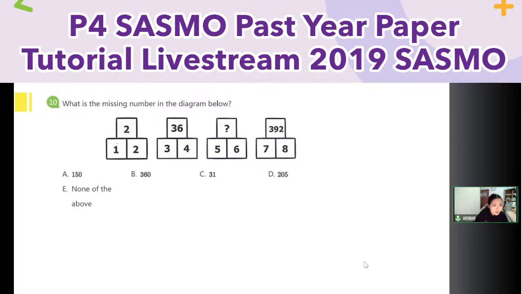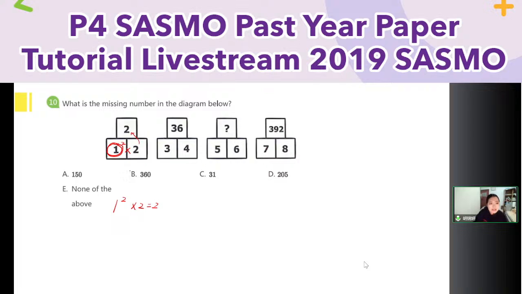And actually it goes like this. Take 1 as the first number. 1 squared, and then times 2 equals 2. That means I square the first number and then multiply by the second number, and then we get the number on the top.